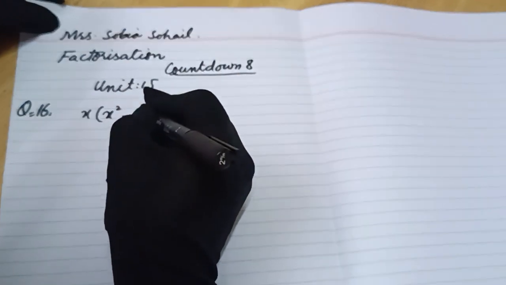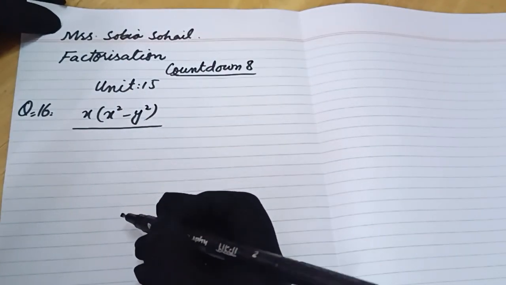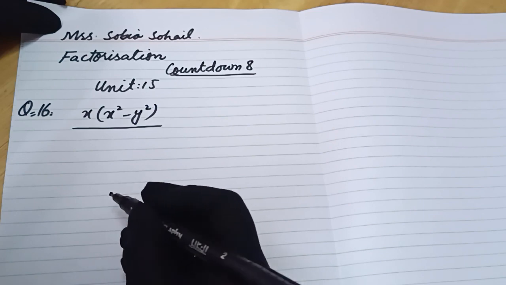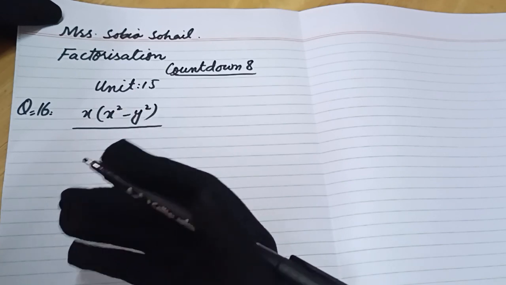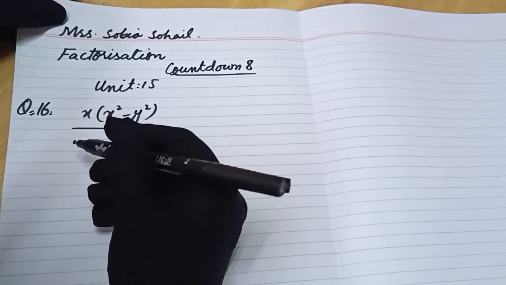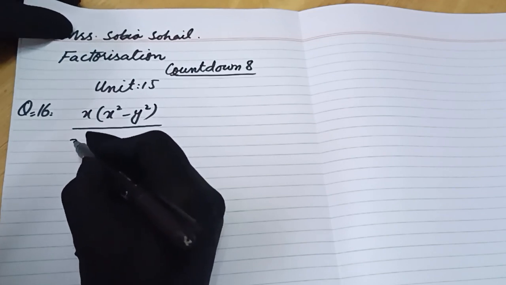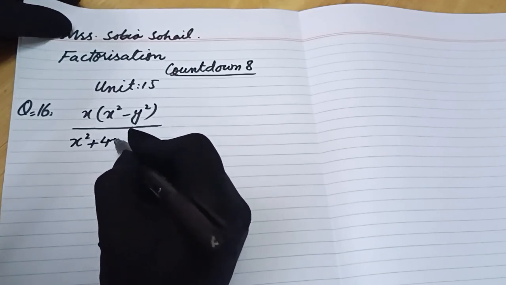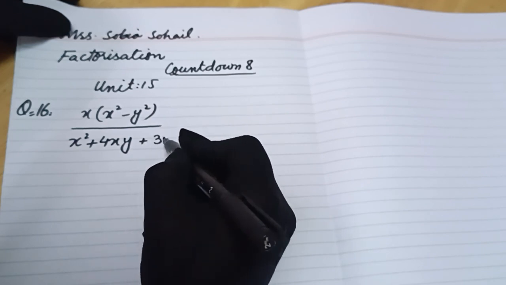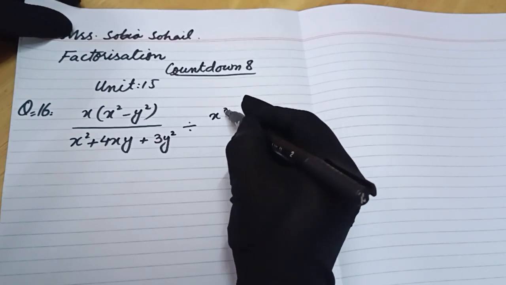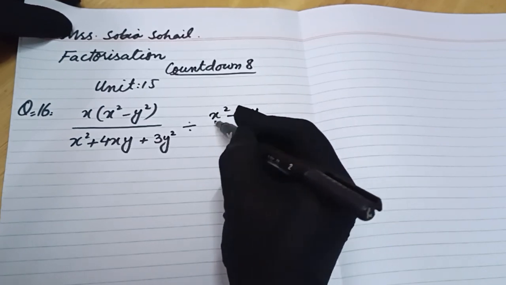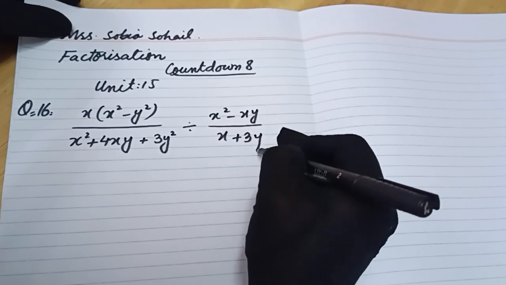x times (x square minus y square), divided by (x square plus 4xy plus 3y square), over (x square minus xy), divided by (x plus 3y). As I'm writing this question, my dear students, I want to say that speaking about the algebraic expression in the perfect way is also very important because it automatically makes your concepts clearer. So whenever you're writing about that, speak in the correct language.